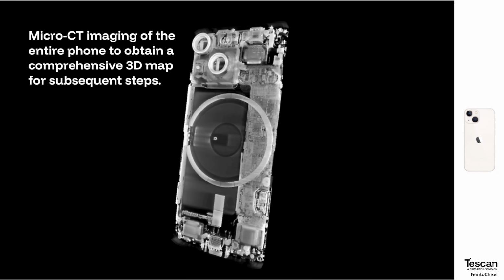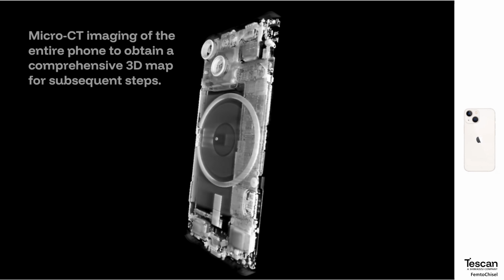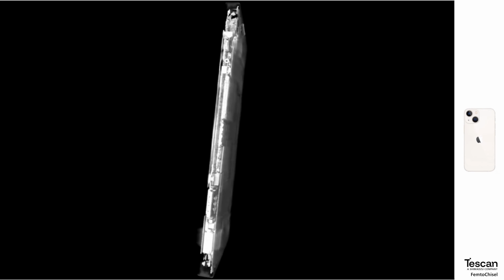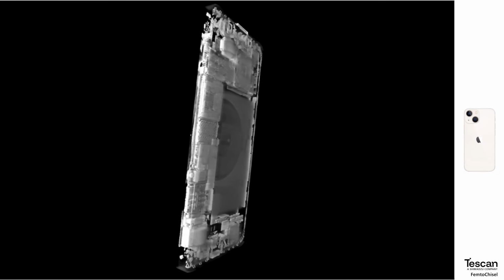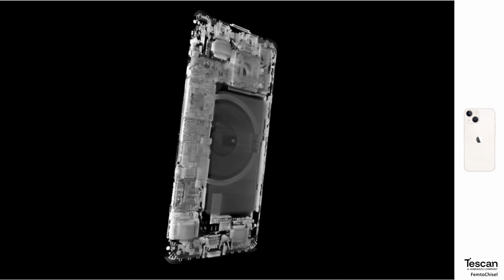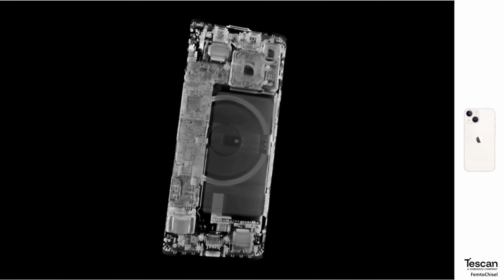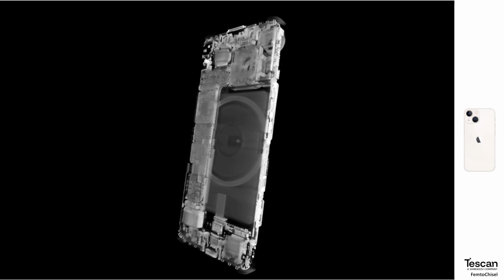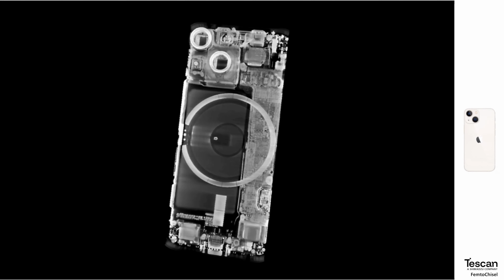The process starts with micro-CT imaging of the entire smartphone. At this stage, the objective is not yet maximum resolution. Instead, we want a holistic three-dimensional map of the device that shows the internal architecture and, most importantly, the position and orientation of the A15 package relative to the rest of the iPhone.